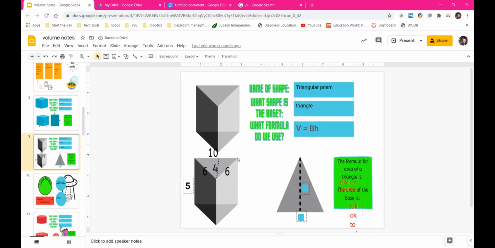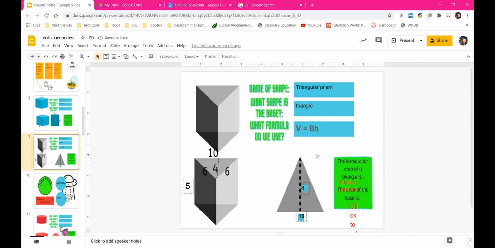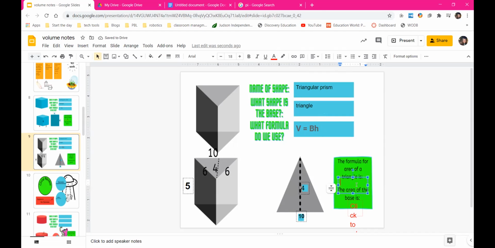Moving down, we see the image of our triangular prism. Next to it, I drew the base, just the triangle. I'm going to fill in my numbers. The bottom part of that triangle is 10. The height is 4. I don't need to worry about the 6's there. Those are just there to confuse you. The formula for area of a triangle, check your star formula chart if you don't know it, is 1/2 bh, lowercase b.